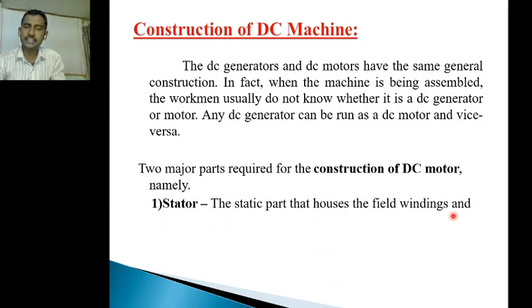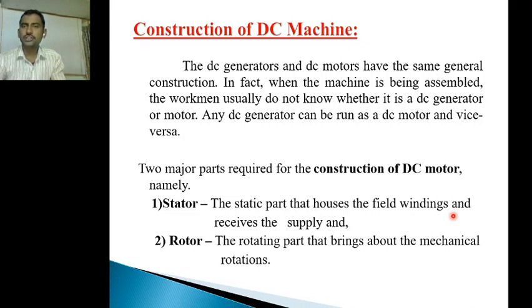Coming to the machine itself, the main parts we observe on the DC machine are the stator part and the rotor part. The stator part means the static part that houses the field windings and receives the supply. And the rotor part means the rotating part. Our DC generator works on the principle of Faraday's first law of induction. According to Faraday's law, whenever a conductor cuts the magnetic field, an EMF will be induced in it. For that we need a magnetic field and some conductors, and if we move those conductors in the magnetic field, definitely some EMF will be induced.